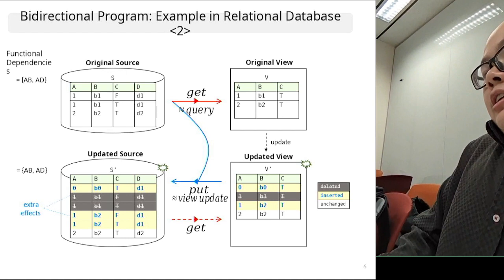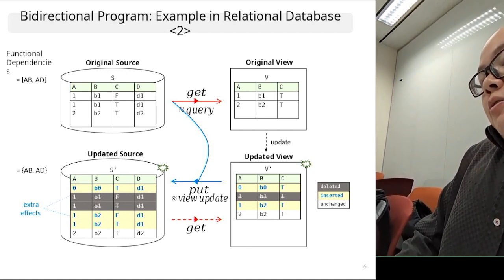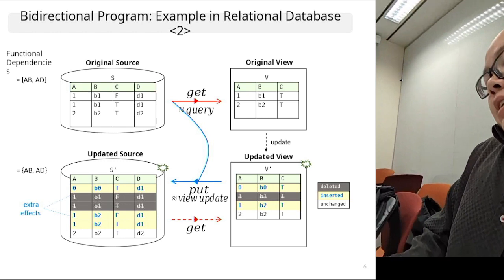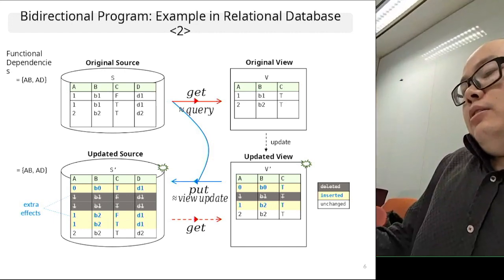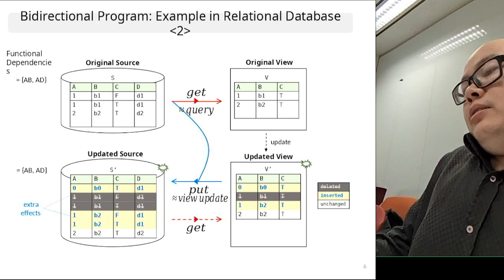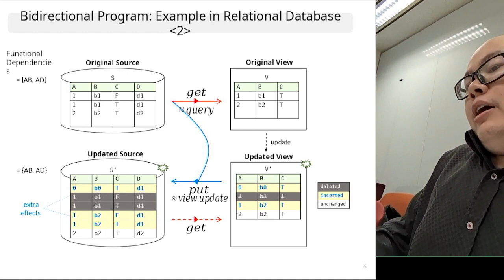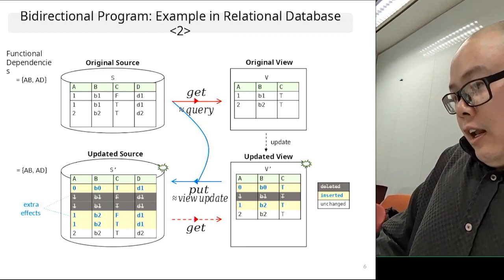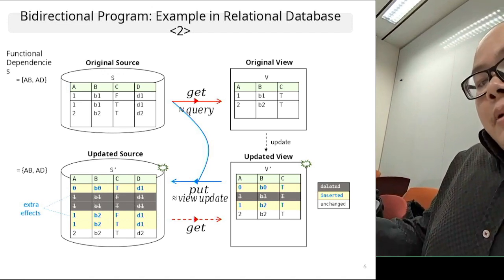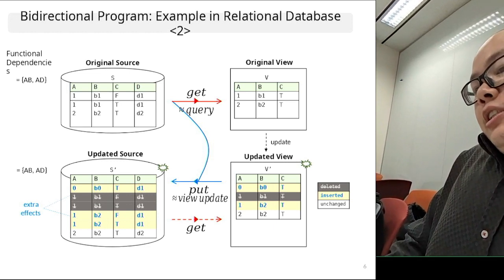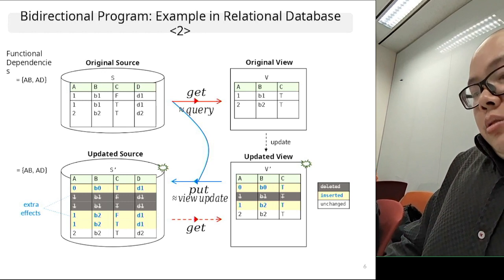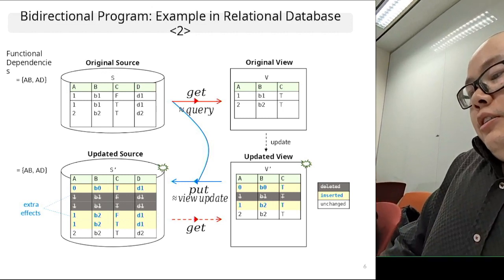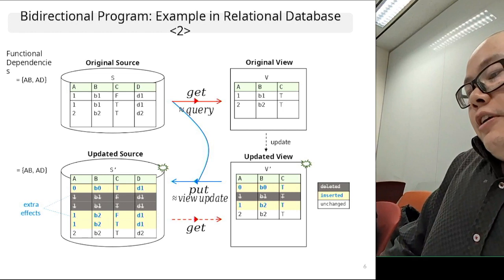Suppose in the view side, I have some change from V to V prime with some gray deletion and gold insertion. This change to the view should be reflected back to the source. For example, I have the insertion 0B0T, and this insertion should be reflected to the source with a new insertion to S prime, 0B0T and D1. I copy the values of the insertion tuple in the view side, and the missing value in column D can be filled with an arbitrary value. The deletion of 1B1T in the updated view is reflected as another deletion in the updated source. This is an example of doing view update, and the put program is generally called view update when we deal with a relational database.